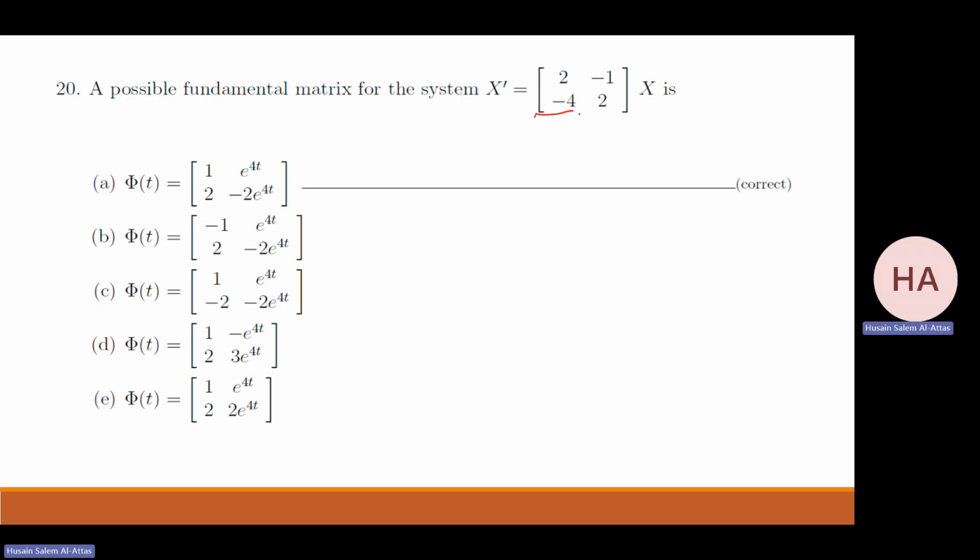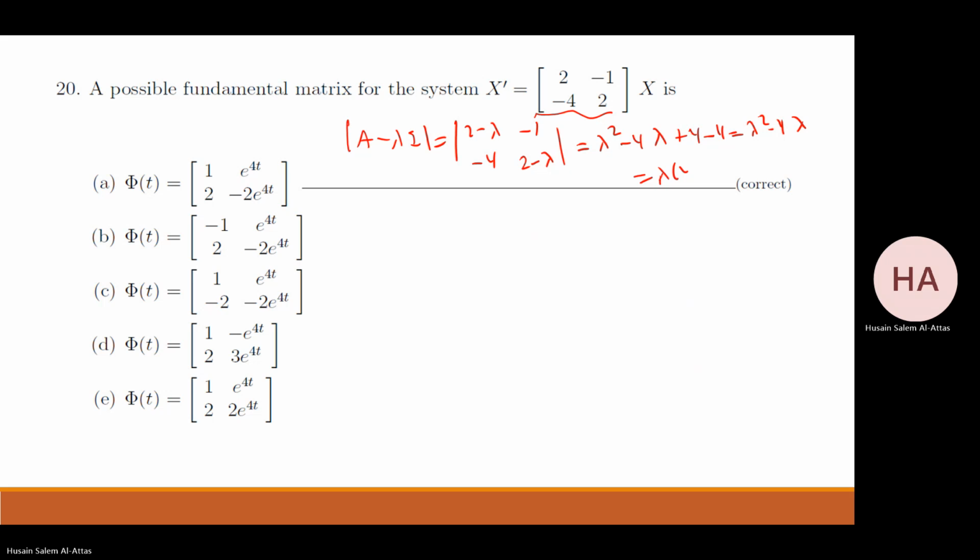A possible fundamental matrix. It means I need to solve this. So I need A minus lambda I, [2 minus lambda, -1; -4, 2 minus lambda]. That will be lambda squared minus 2 lambda minus 2 lambda plus 4 minus 4. That's lambda squared minus 4 lambda, which is lambda times lambda minus 4 equals 0.